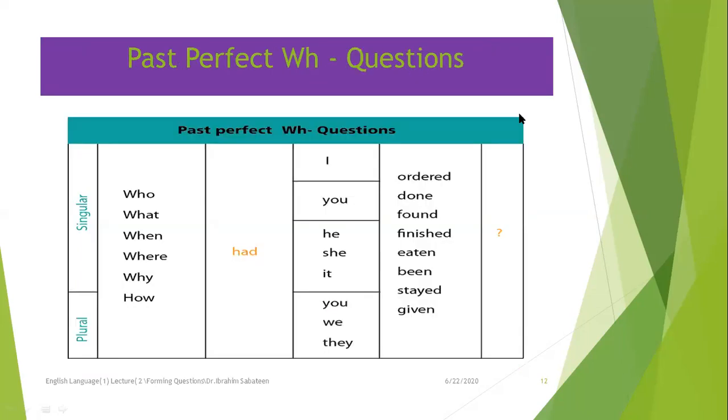Okay. Now after we talked about making questions by using do, does, did, حكينا كمان عن making questions باستخدام الverb to be. الآن بدنا نحكي عن making questions باستخدام الباست بيرفكت. Okay. What we have to do, the same thing. Look here. You have to follow the same rule.